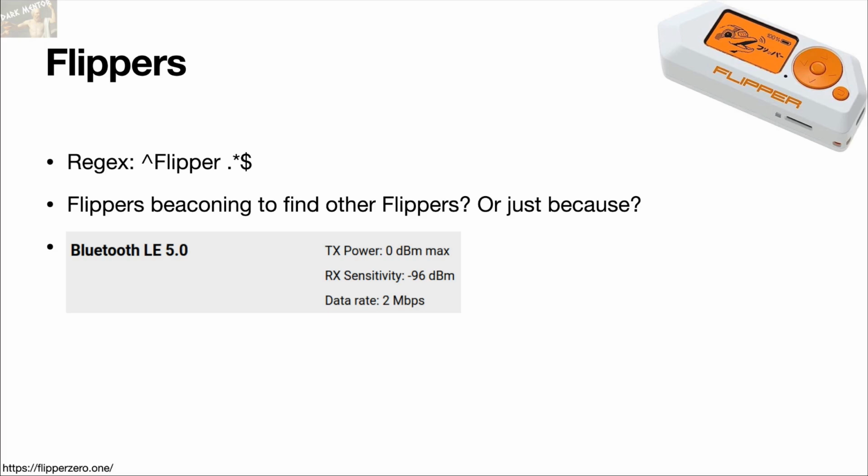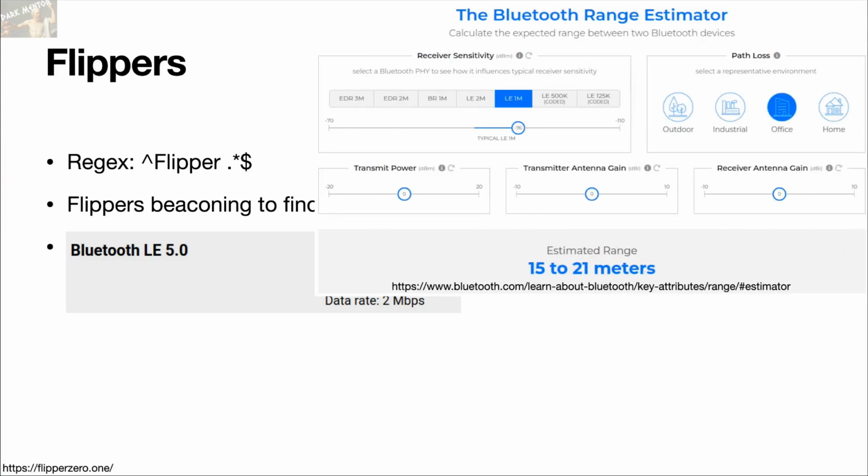Flippers. Oh yeah, remember those? I said I saw them at hardware.io in the Netherlands. So I'm not entirely sure why these things are beaconing all the time. Maybe they're just trying to do it when they're trying to find other Flippers. I don't know. I don't have one of these. The reason I don't have one of these is because when I looked at their specs, it says that its transmit power is 0 dBm. So that is extremely low. That's not going to be useful to me.